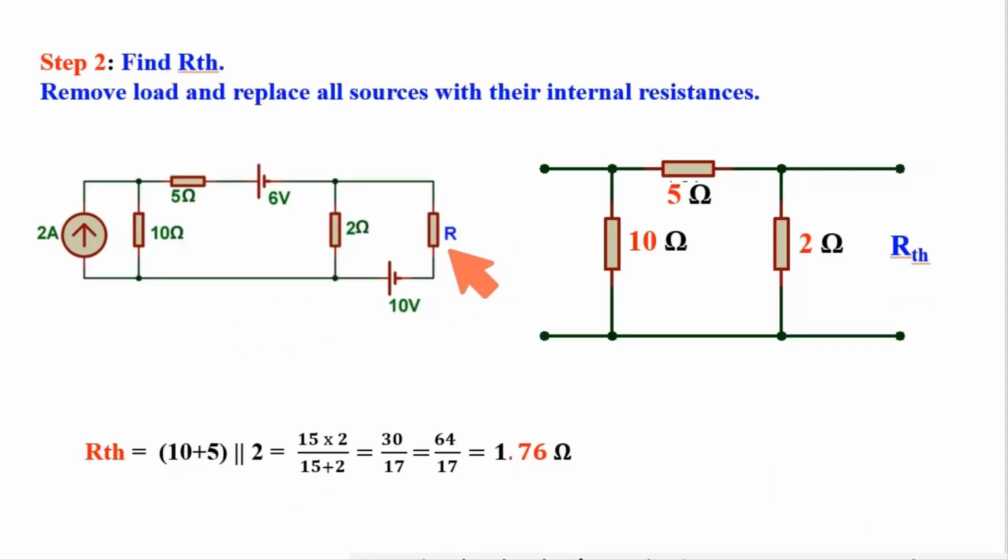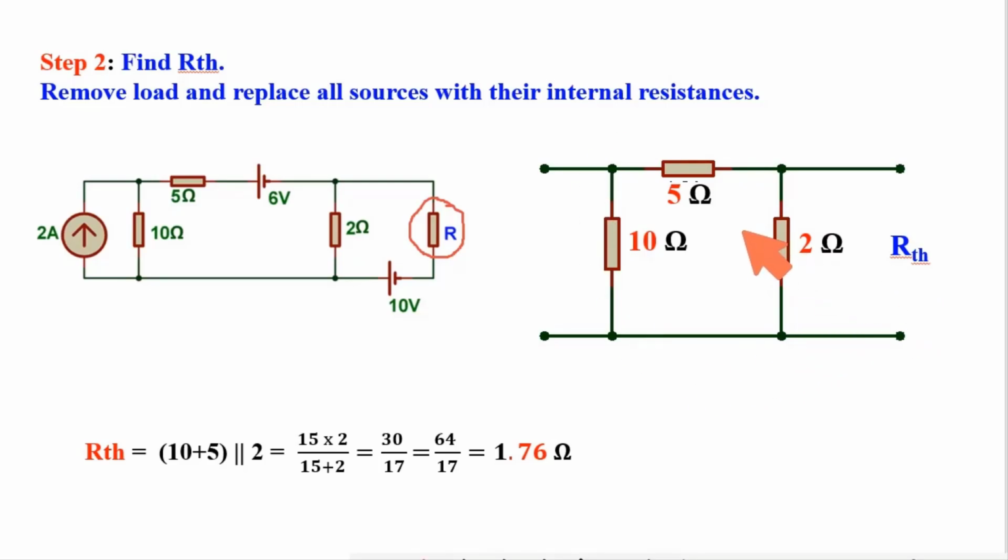Now I need to find out RTH. So load resistance should be removed, and this is current source. So this current source will be removed and it is open circuit. This voltage source will be short circuited. So here this is short. So after that I got this combination of resistances to find RTH.